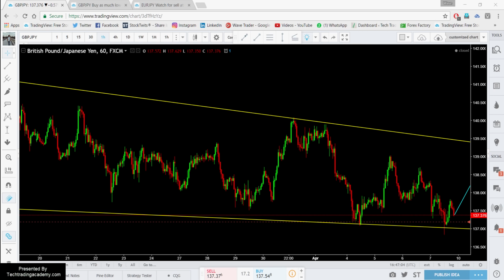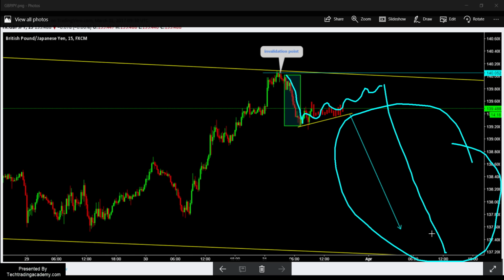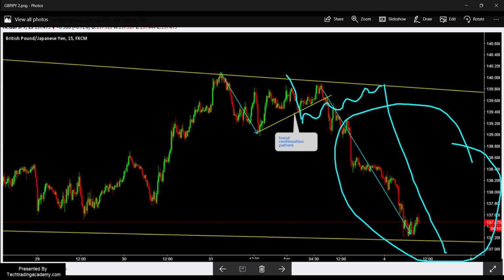Let me show you what we were looking at over there. We were looking for that trade. That was the trade setup: an impulse, then price was forming a continuation pattern. That was the trade we were looking for over there. We got that trade, and let me show you the next one. We got that trade over there as well.